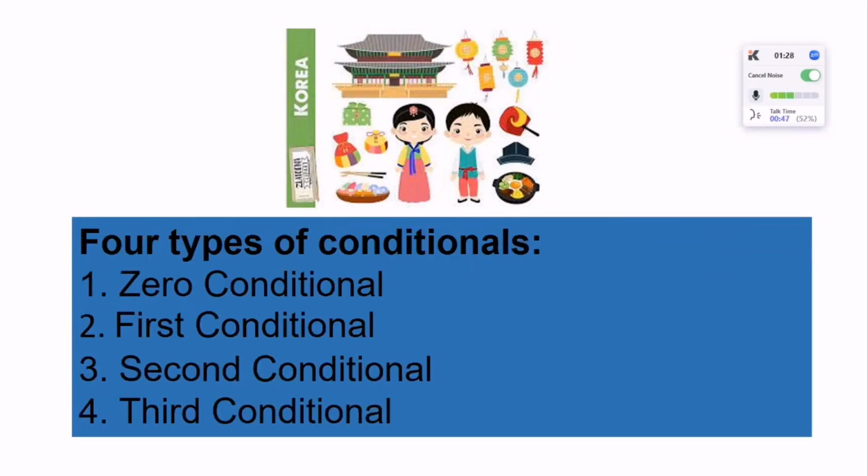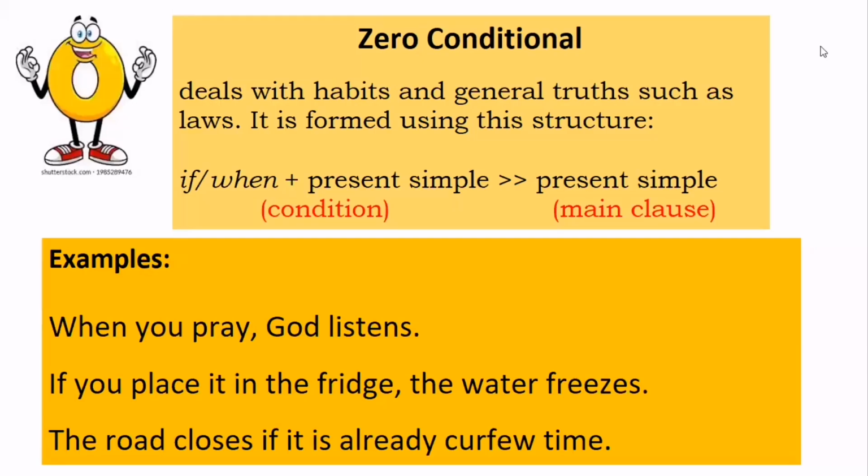We have four types of conditionals. First, zero conditional, and then first conditional, second conditional, and then the third conditional. Zero conditional deals with habits and general theories such as laws. It is formed using this structure: if or when plus present simple, that is our condition, and present simple, which is our main clause.